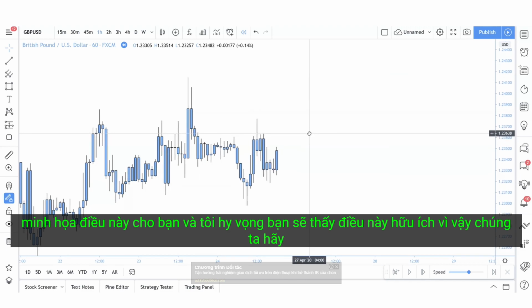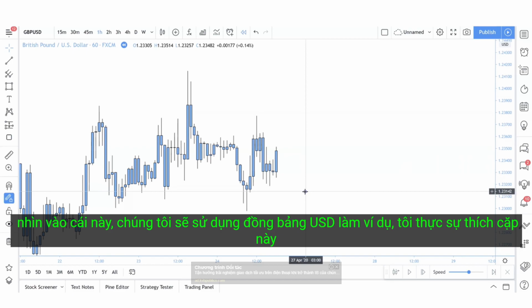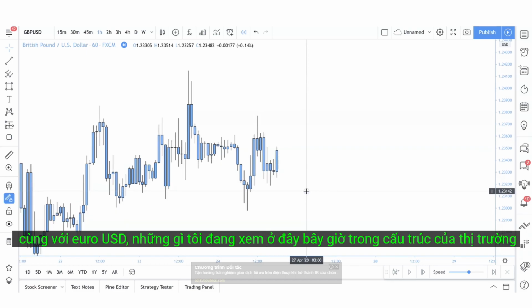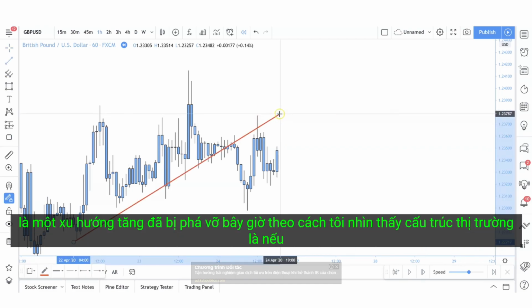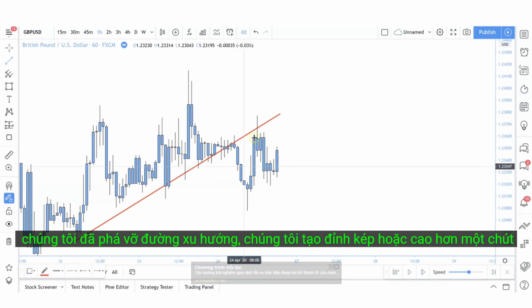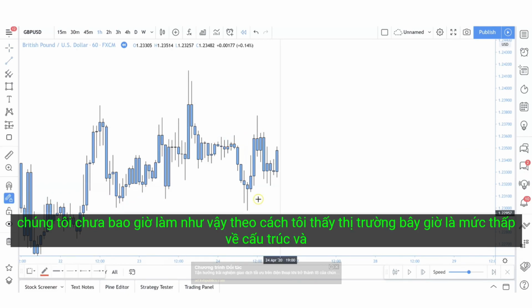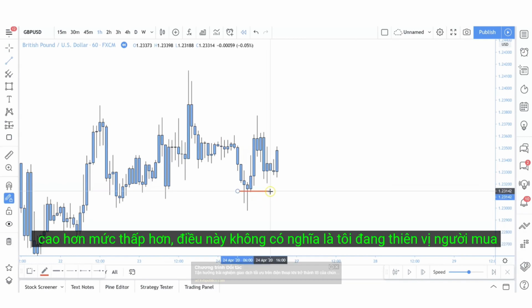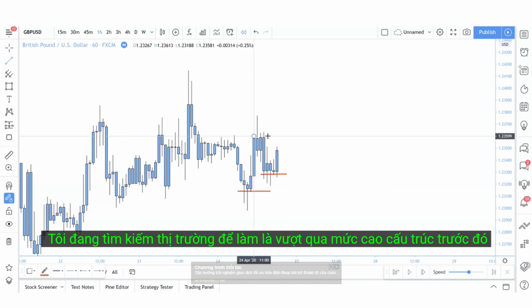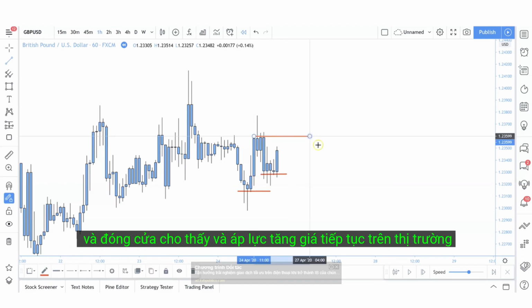We're going to use Pound USD as an example. I really like this pair alongside Euro USD. What I'm looking at here in the structure of the market is an uptrend that has been broken. The way I see market structure is if we've broken a trend line and make a double top or a lower high, we're expecting to make a lower low. As you can clearly see, we never did. So the way I'm seeing the market now is a structural low and higher low. This doesn't mean that I'm buyer biased as of yet. What I'm looking for is the market to break above the previous structure highs and close, indicating continued bullish pressure in the market.